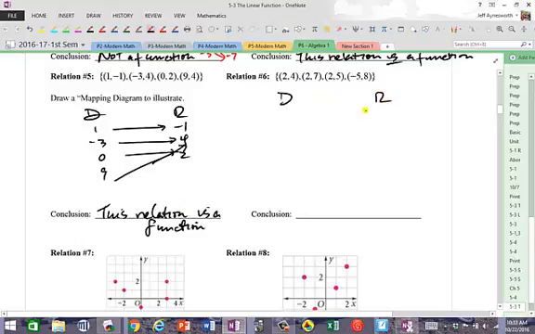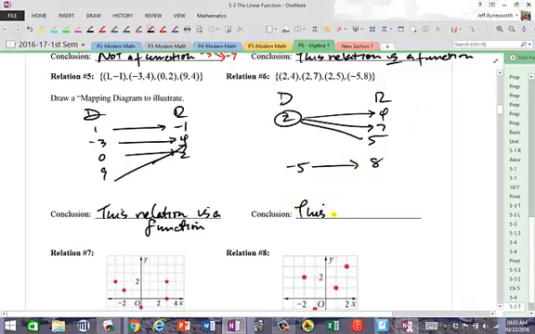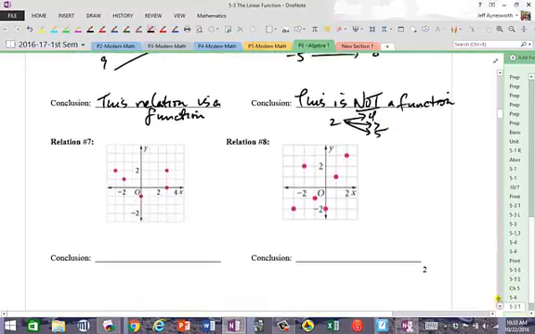How about over here though? So 2 gets mapped to 4, it gets mapped to 7, it gets mapped to 5. I can already tell this guy is the culprit, okay? It gets mapped to 3 y values, and right away I can see that this is not a function. So this relation is not a function. Why? Because 2 gets mapped to 4, 7, and 5, okay? 2 gets mapped to 3 y values. Definition of functions is that can't happen, okay?